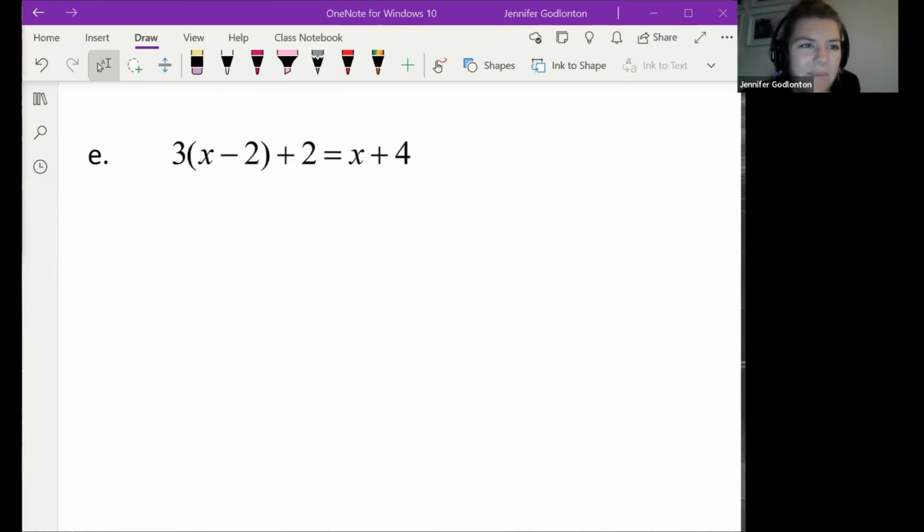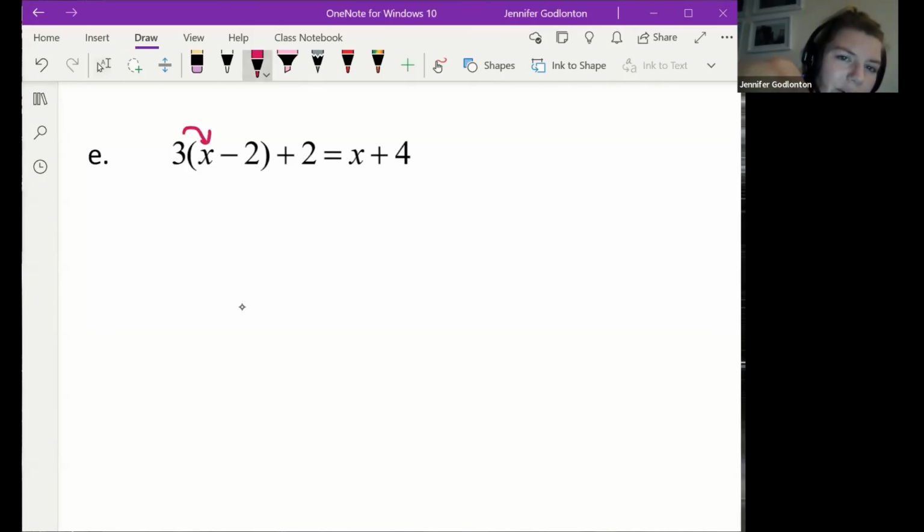One step at a time. So in this case, the first thing you're going to do, for those of you who are feeling completely lost, is distribute that 3. So we're going to multiply that 3 into that bracket. That's the first thing we're going to do.